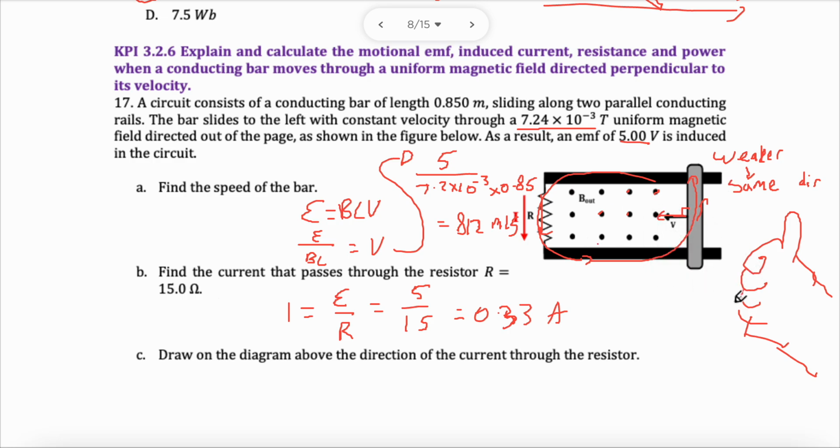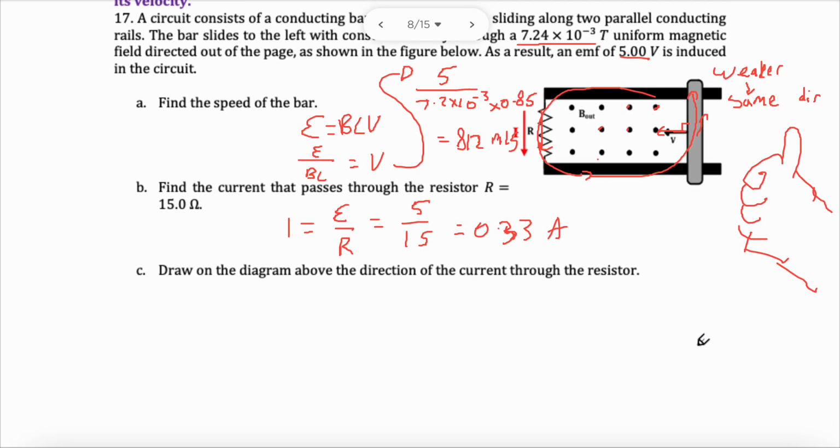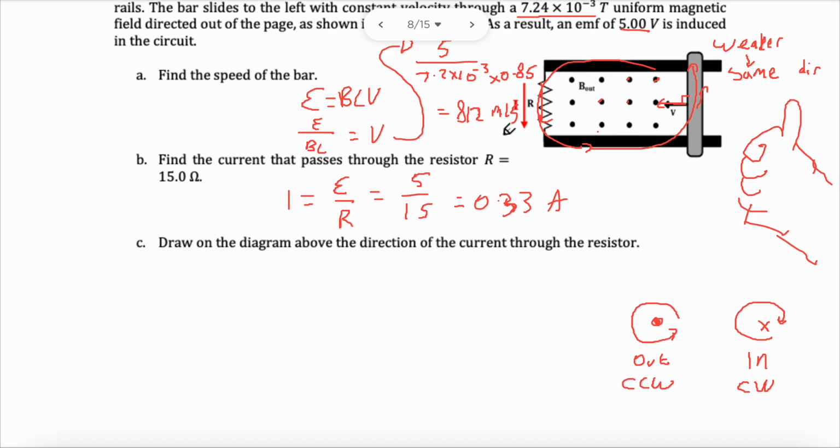So it's going to be like this. A way to remember: out is a dot. This is out, and this is always counterclockwise. In is always going to be clockwise every time. So this is out, and this is counterclockwise. This is in, and this is clockwise. So that's something you can just remember if you're figuring out which way it's going. Done. Amazing. Let's move on.